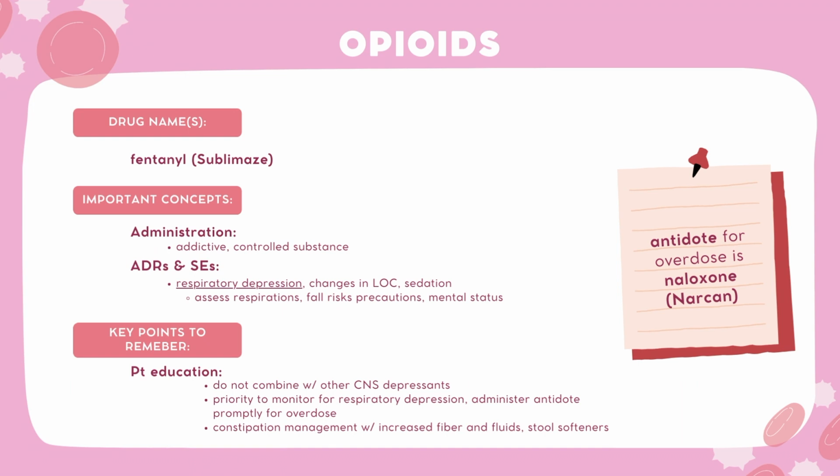Diminished GI motility and subsequent constipation is a common side effect of opioid use. Unlike other potential side effects, such as nausea and itching, constipation will not resolve with time. Therefore, patient education should include increasing fiber and fluids and utilizing stool softeners if needed.